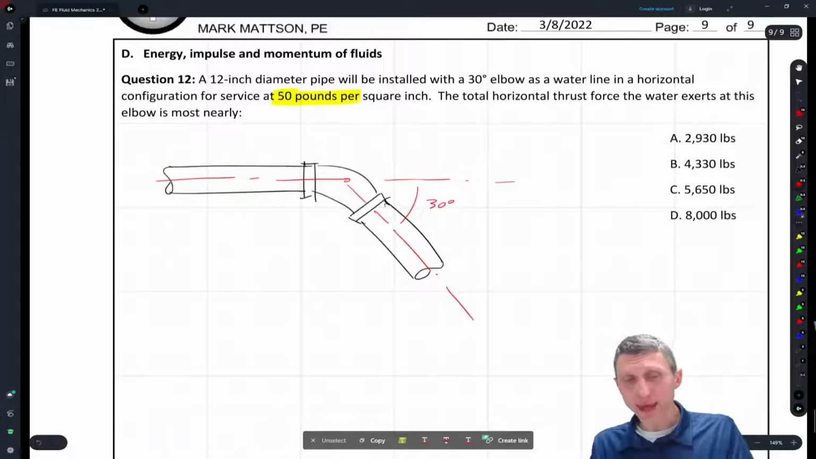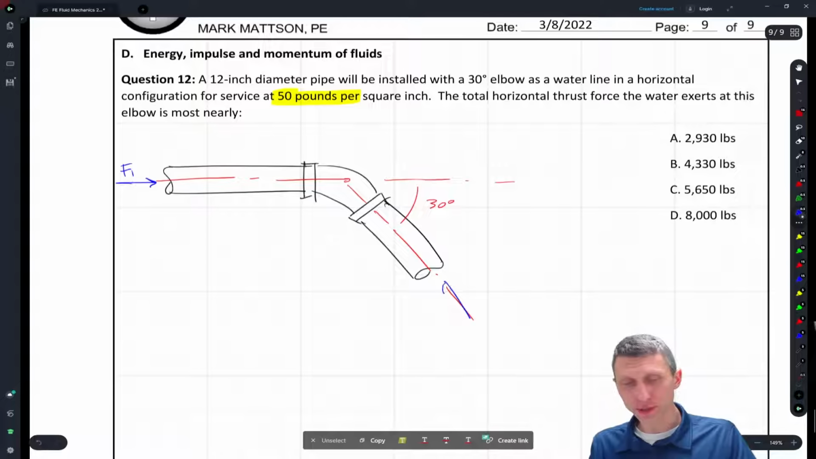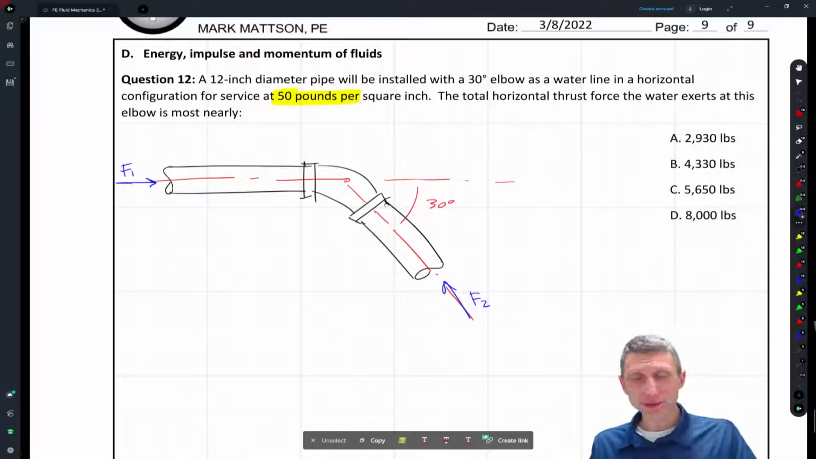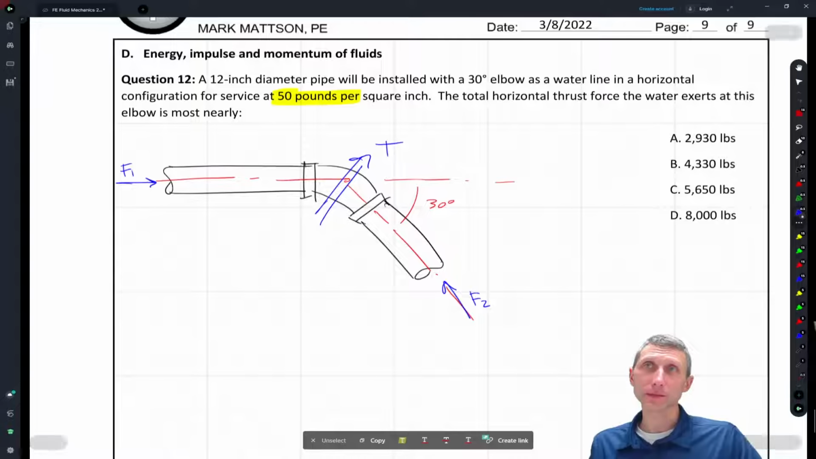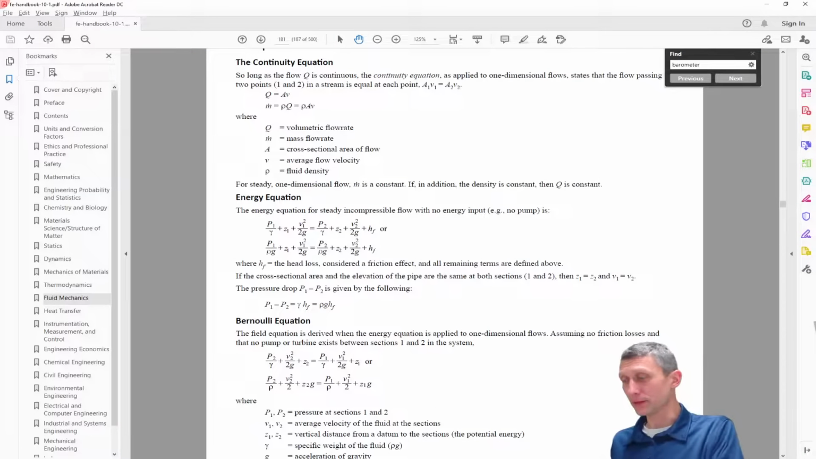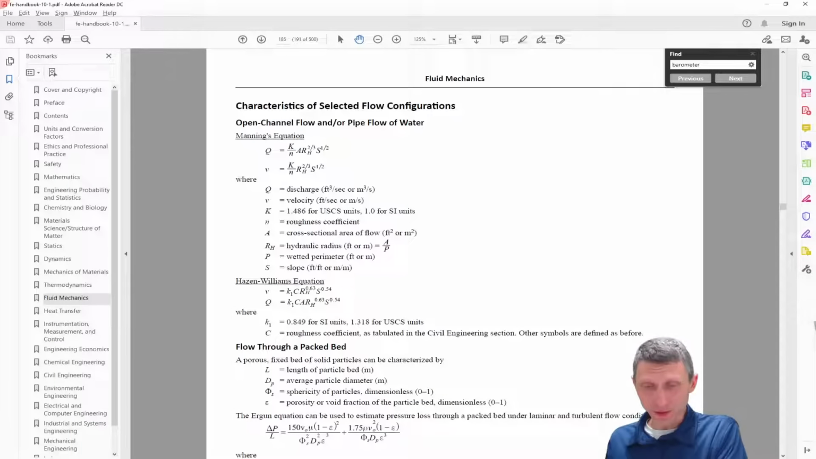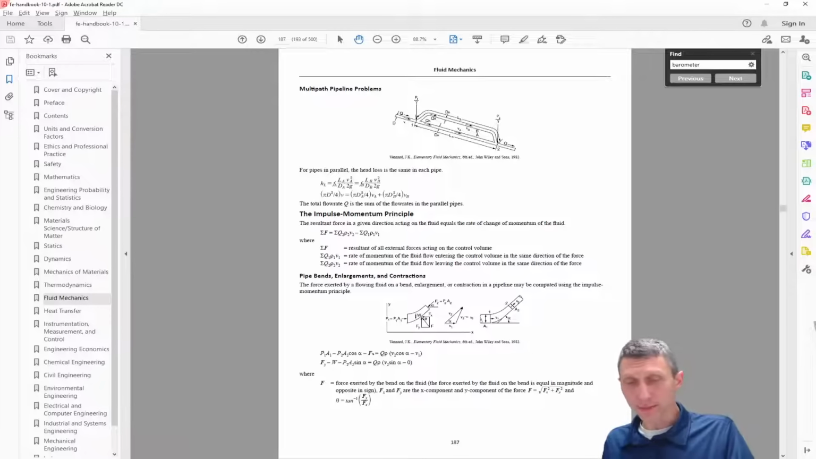Okay, so what's the horizontal thrust? In other words, what we have here is the pressure. If we were to think about this, we're going to have some force here. We're also going to have some force here. We're going to have these two forces, and they're going to have some resultant force, some resultant thrust that's coming out this way. Okay, so this gets to the point of mass balance, and let's look at here. If we come back down, we do have pipe bends, enlargements, and contractions. This is under impulse momentum.